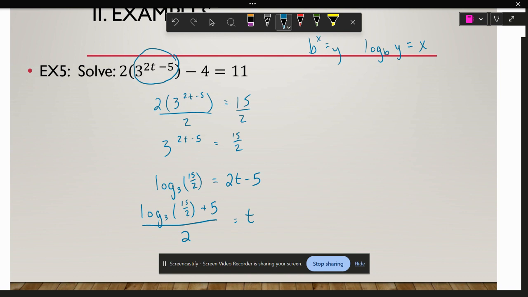Now, technically, in your calculators, you can't plug in log base 3 of 15 over 2, but you can use change of base. So I'm going to write this as though you were plugging it into your calculator. It's log of 15 over 2 divided by log of 3, plus 5, all over 2. This is how you will plug it into your calculator.